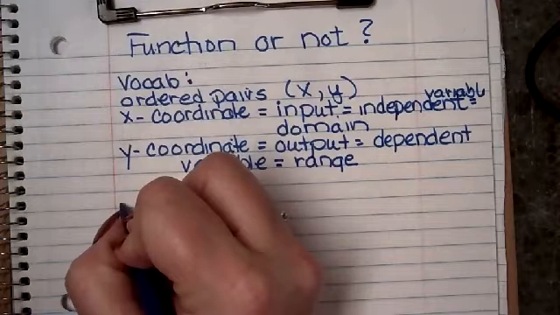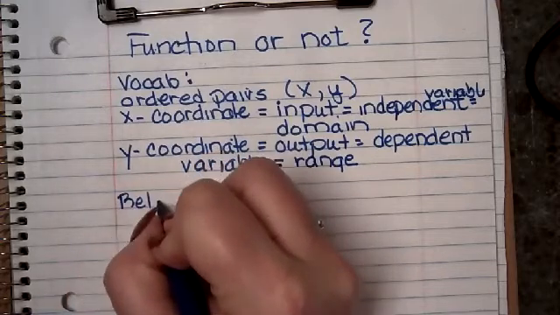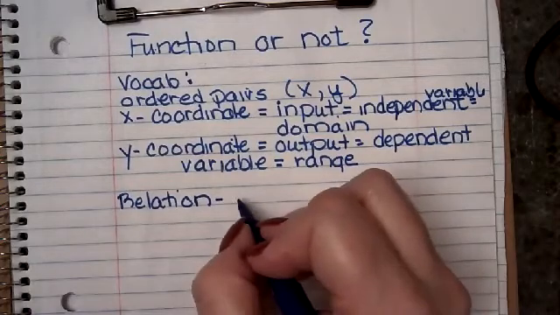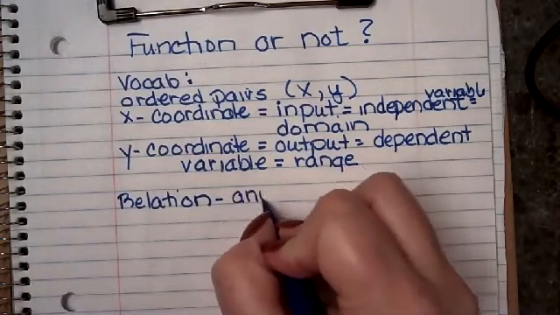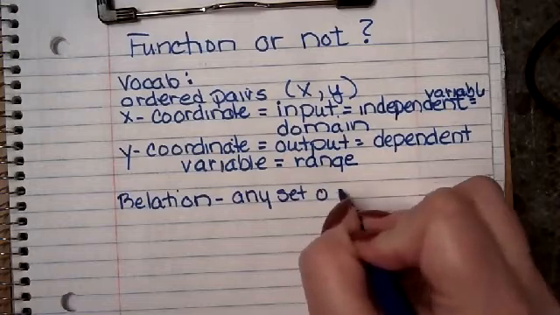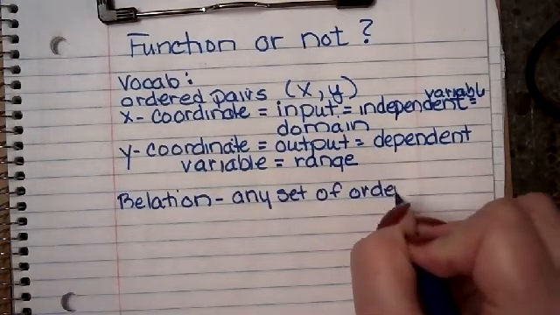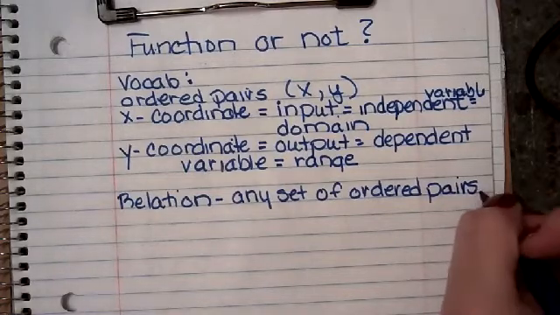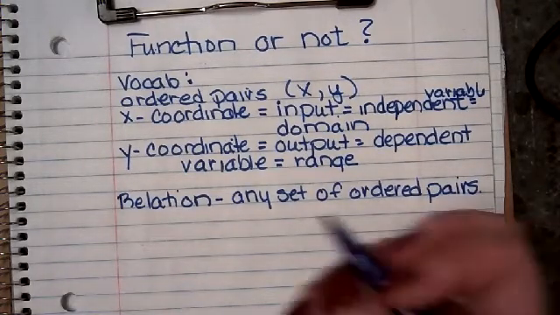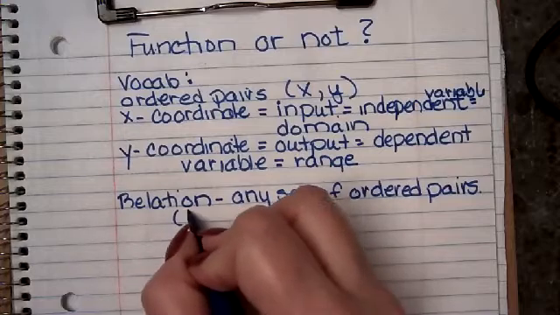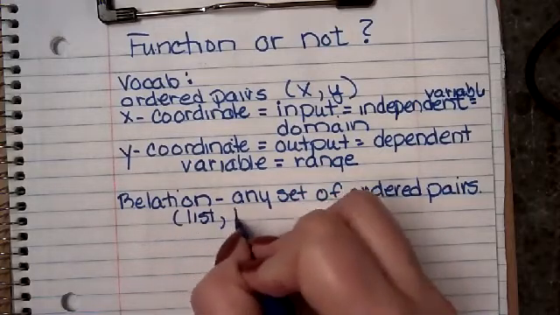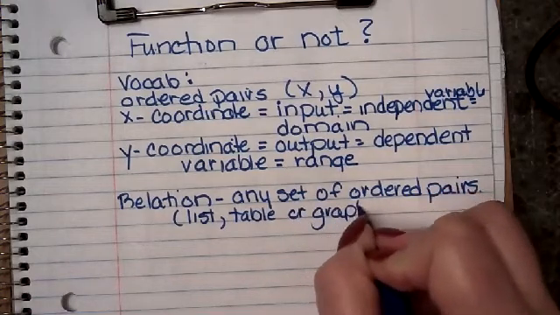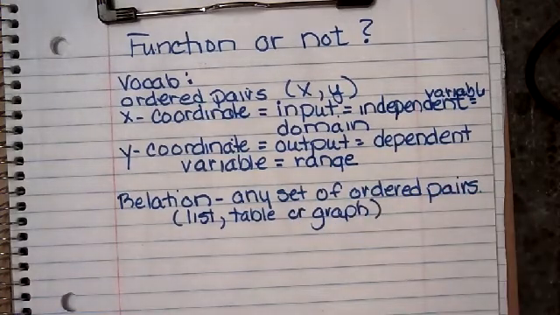Okay, now we got two more vocabulary words to put in here. The next one is relation. Okay, a relation is any set of ordered pairs. Okay, so it's more than one ordered pair. Okay, this can be done in a list, a table, or we might see it as a graph. Okay, but it's a set of ordered pairs.